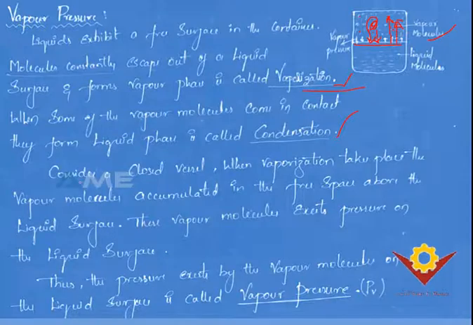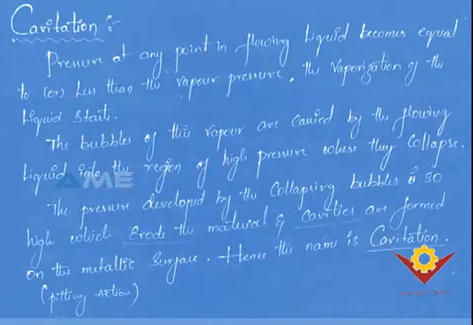So consider a closed vessel. When vaporization takes place, the vapor molecules accumulate in the free space above the liquid surface. These vapor molecules exert pressure on the liquid surface. Thus, the pressure exerted by the vapor molecules on the liquid surface is called vapor pressure, and it is designated as P.